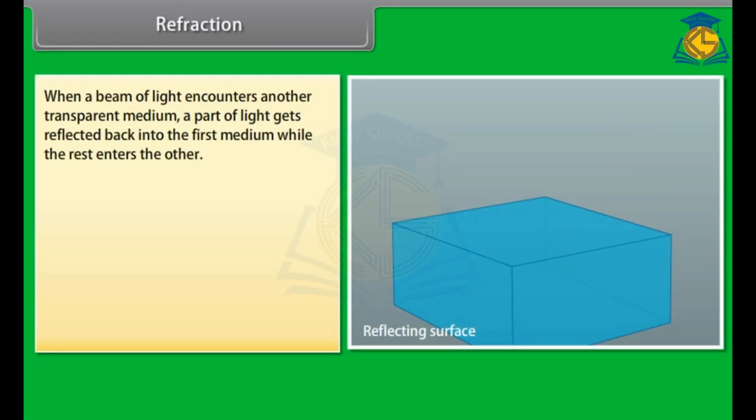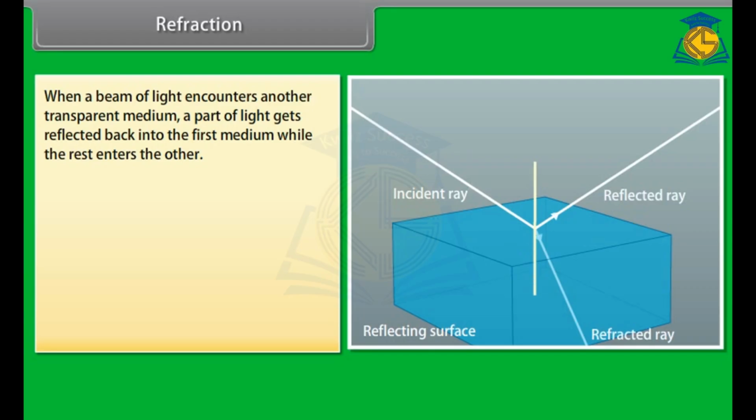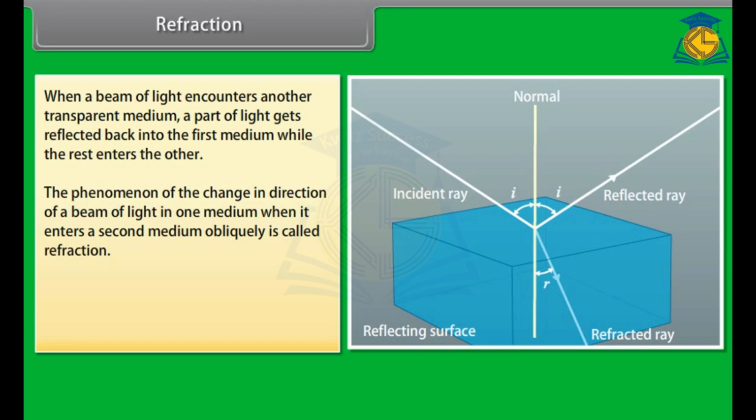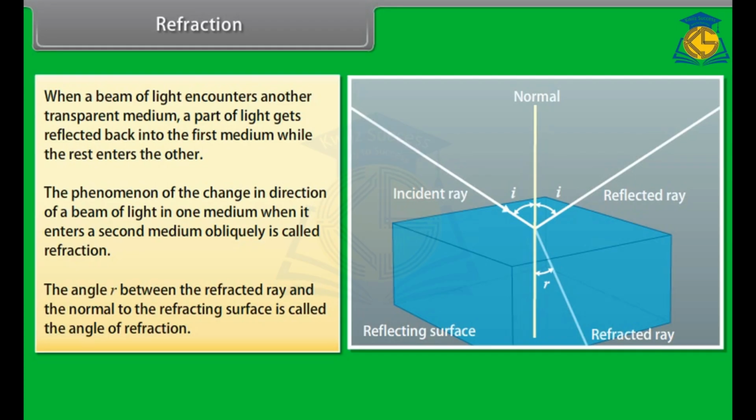Refraction. When a beam of light encounters another transparent medium, a part of the light gets reflected back into the first medium, while the rest enters the other. The phenomenon of the change in direction of a beam of light in one medium when it enters a second medium obliquely is called refraction. The angle r between the refracted ray and the normal to the refracting surface is called the angle of refraction.